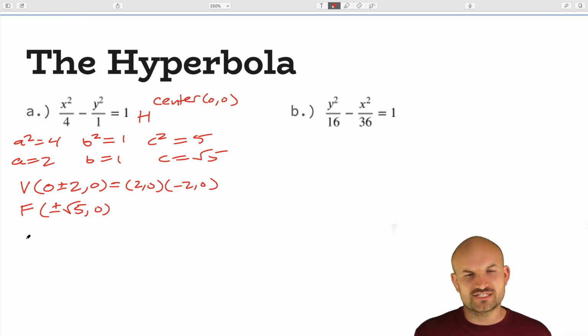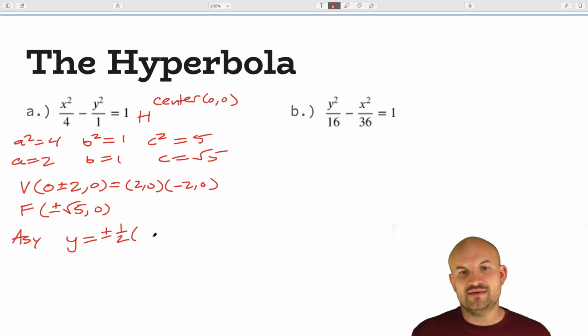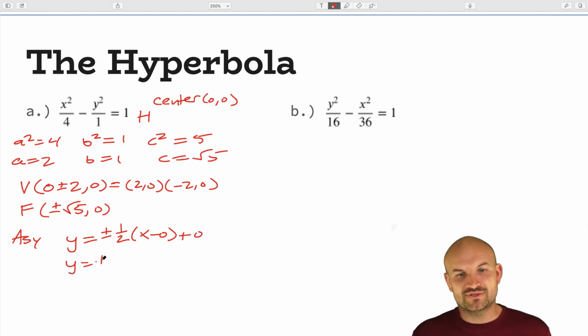So therefore, in this equation, the asymptote will be y equals, let's see, that's going to be b over a, so that's going to be 1/2. Oops, don't forget the plus or minus. So let's fix that. So it'll be plus or minus 1/2 times x minus 0, plus 0. So therefore, in this case, we'll just do plus or minus 1/2 times x from there.